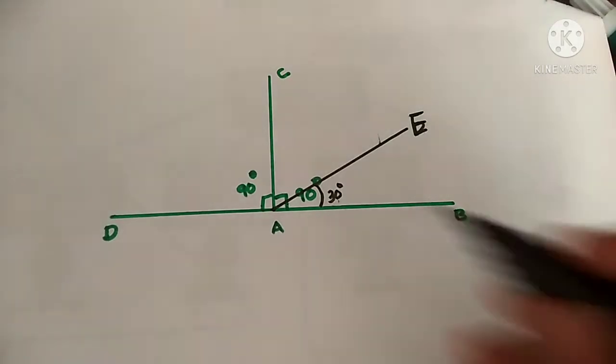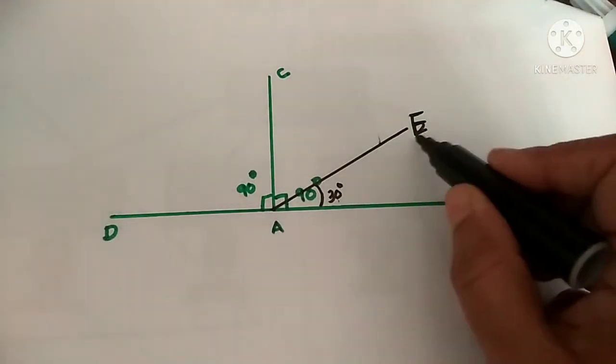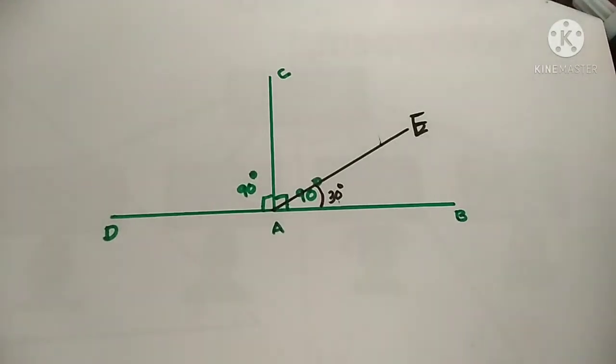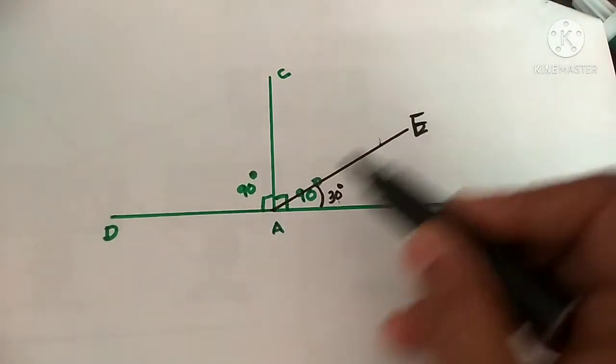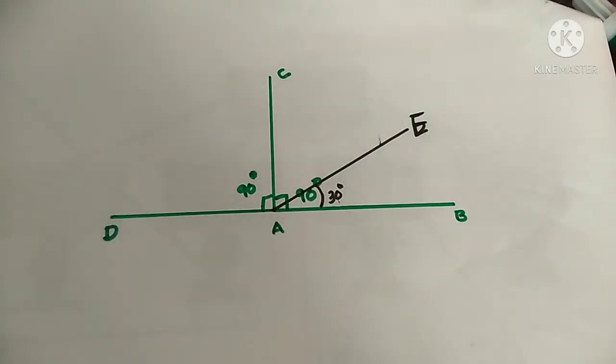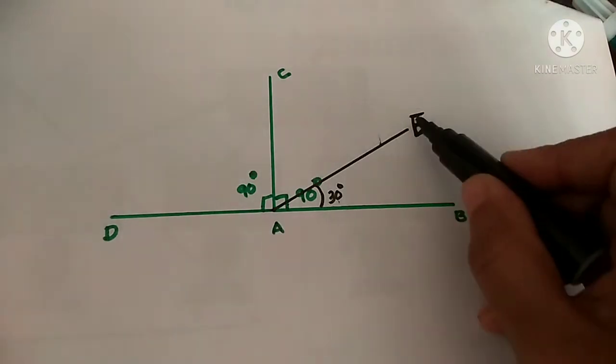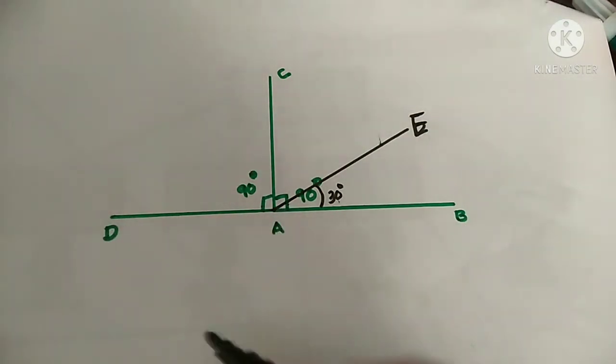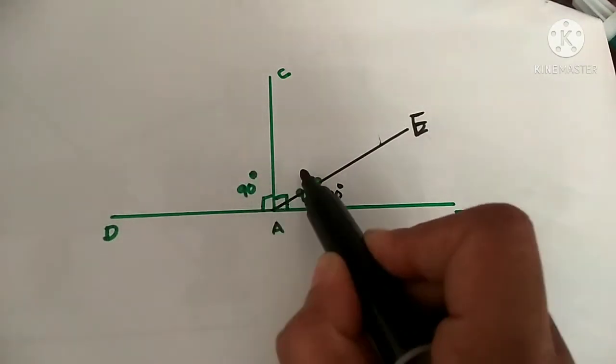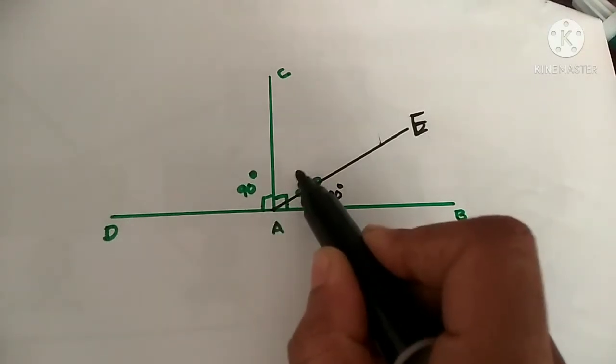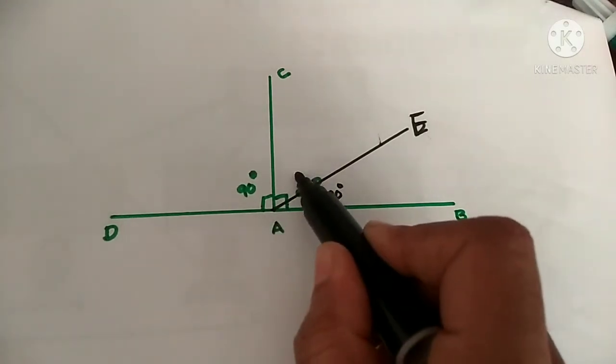If I mark a 30 degree angle here and mark it as E, what is the angle EAD? How can you find? To find the angle EAD, we just need to add these two angles, isn't it? But we don't know how much is this. So first let us find this angle.